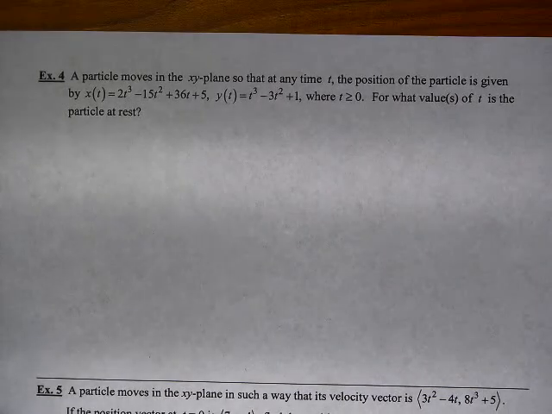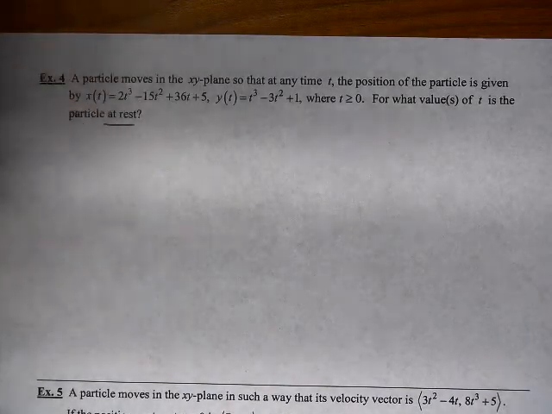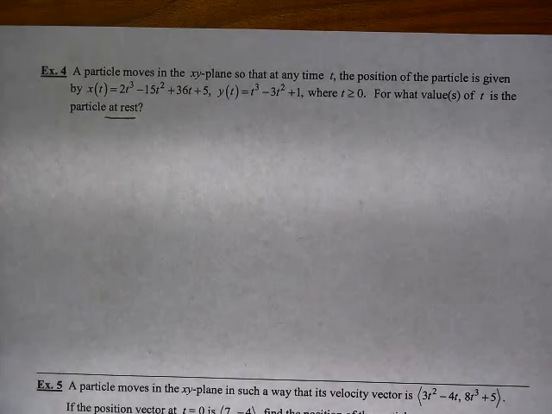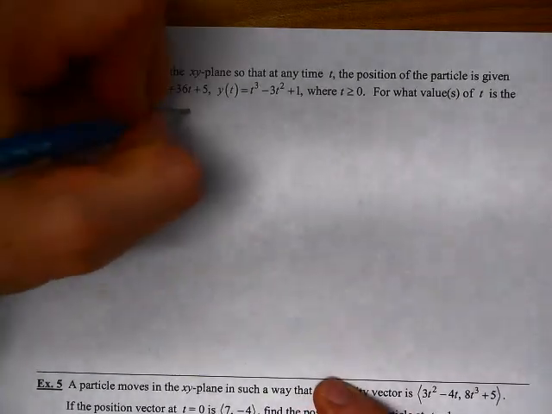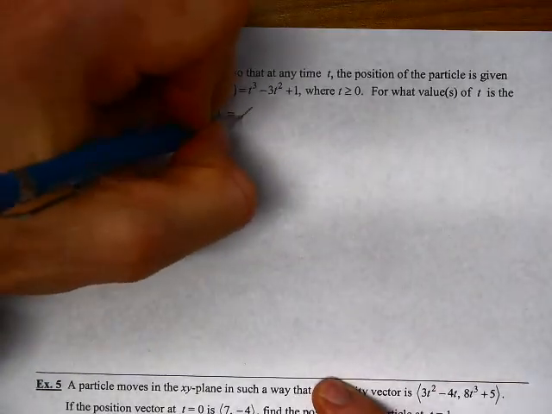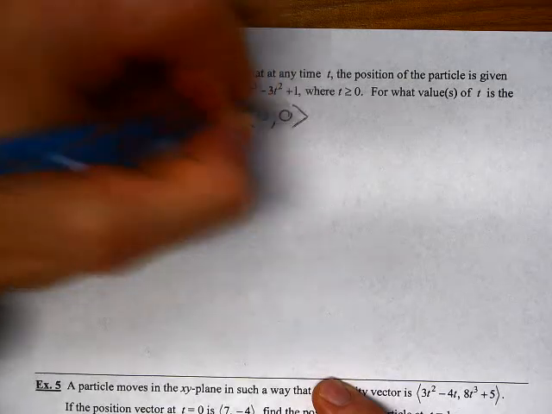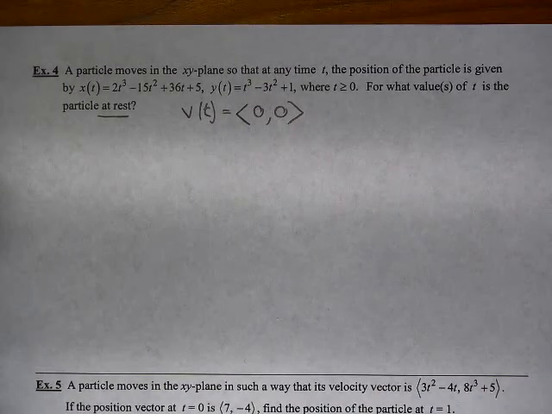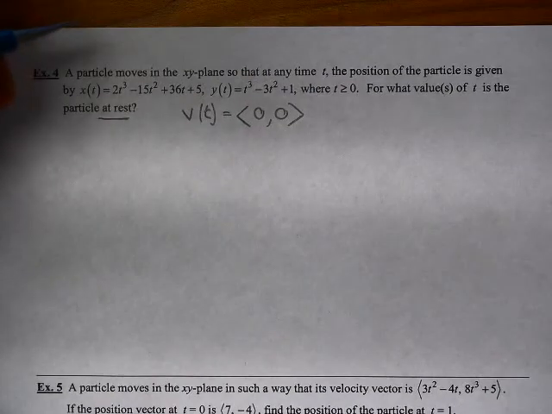Example 4 asks us to find when the particle is at rest. So this at rest, what that means is important. At rest means that both components of the velocity vector are equal to 0. So the horizontal component of velocity is 0 and the vertical component of velocity is 0 at the same time. Right? So we don't want to find them separately.